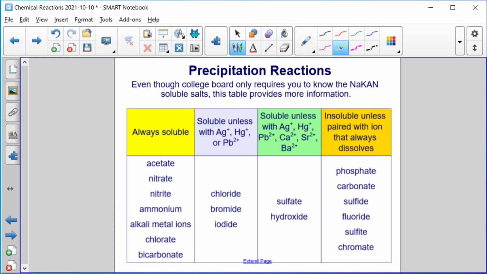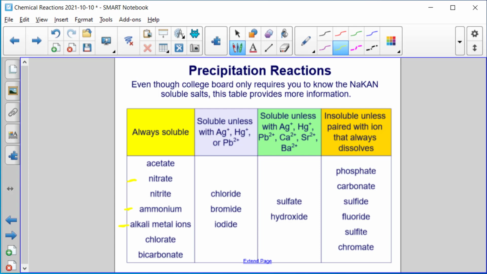NaCN, right? So sodium is a group 1 or an alkali metal, so that's there. But it isn't just sodium, it's also potassium and the other group 1 metals. Also, we see our nitrates and our ammonium from our NaCN, but also always soluble acetate ion, nitrite ion, chlorate, and bicarbonate. So go back and review your polyatomic ions because those things will come in handy. Also, always soluble, the halogens, chloride, bromide, iodide, unless they are with one of these metals, silver, mercury, or lead 2+.